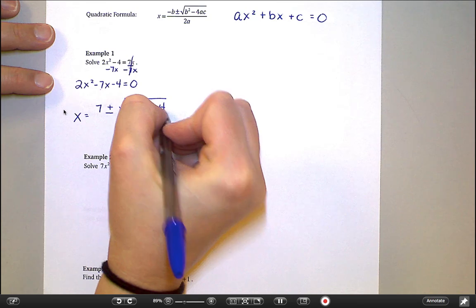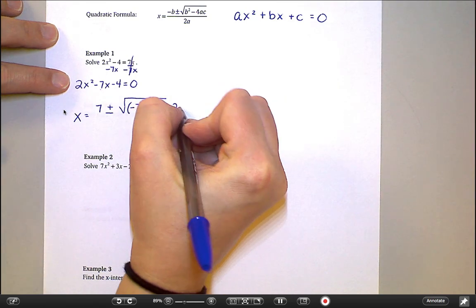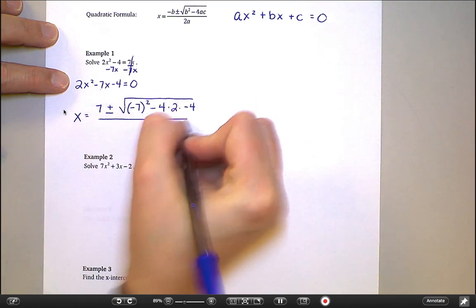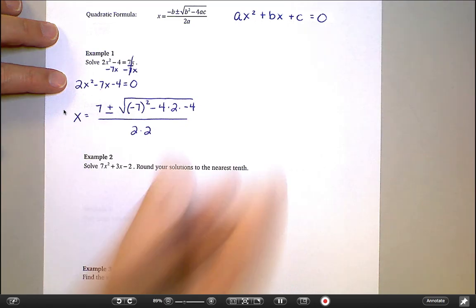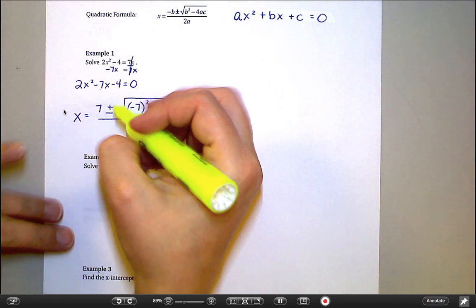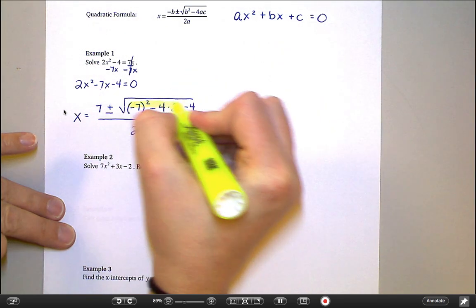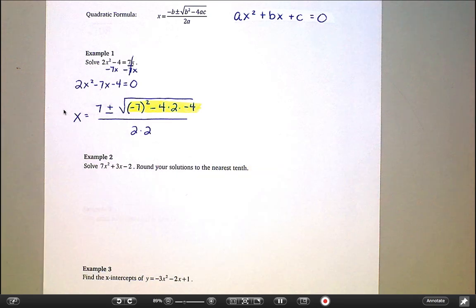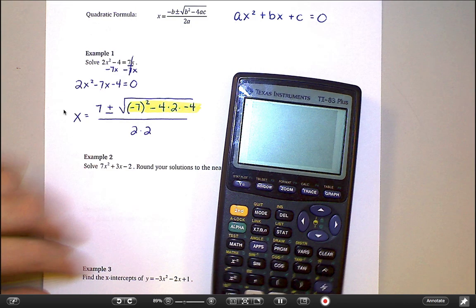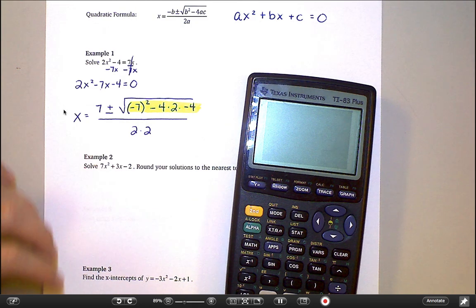Minus 4 times my a value, which is 2, times my c value, which is negative 4, all over 2 times my a value, which is 2. Okay, the first thing I would start with here is this chunk underneath the square root. Now notice I'm not actually going to do the square root with it. I'm just going to crunch those numbers. And there's a reason for that, and the reason won't be so obvious until a couple of lessons down the road, but I promise you it'll be easier for you later if you get used to not including the square root here.